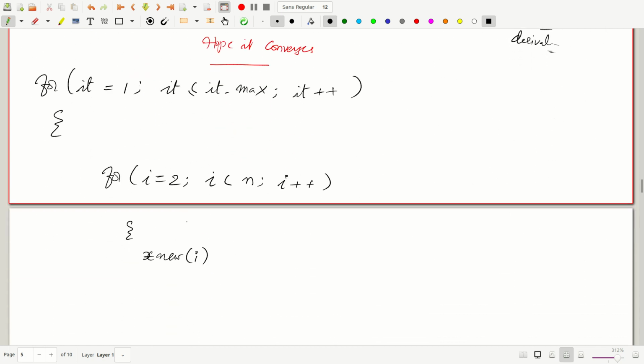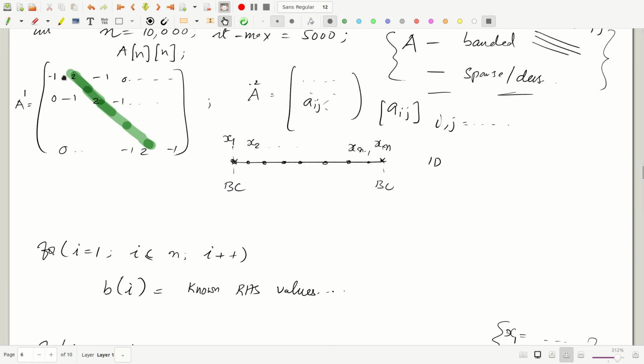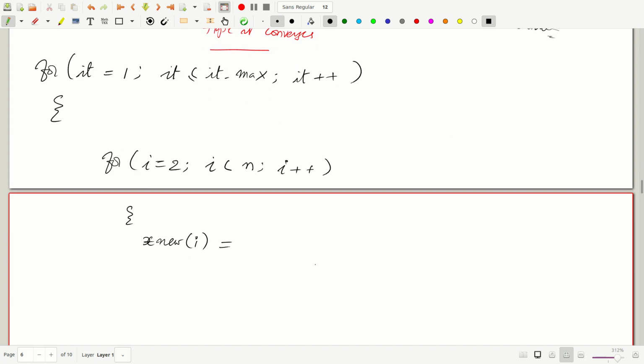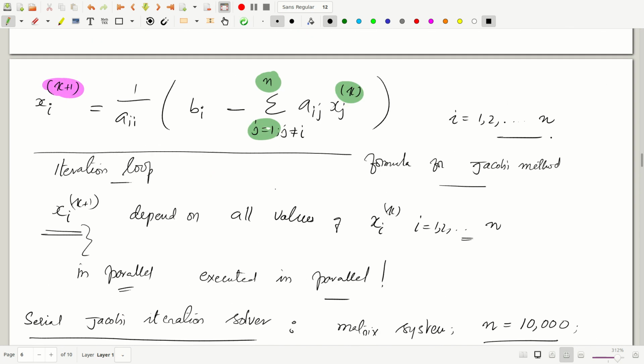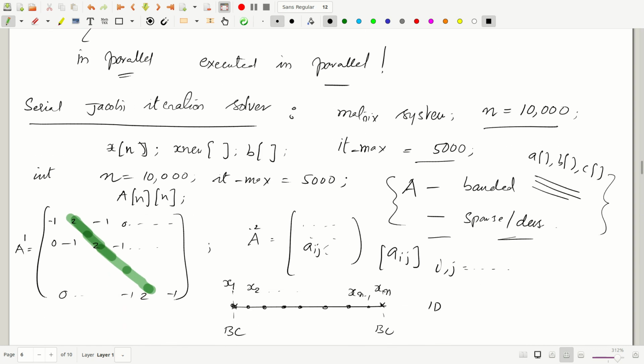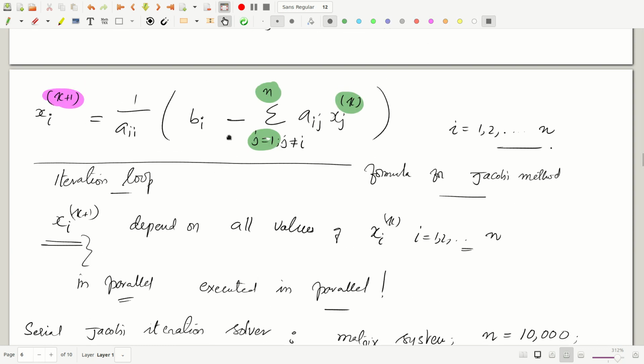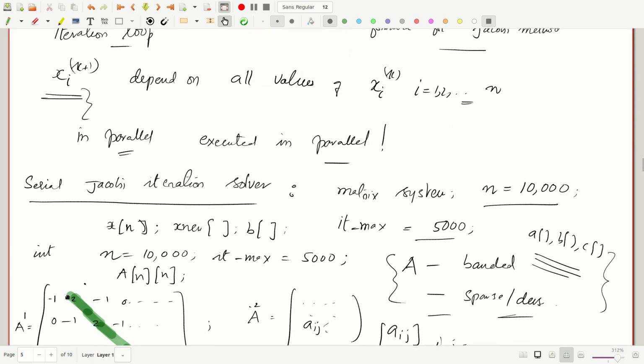Then x new can be written as, if you have a matrix of this form, minus 1, 2, minus 1, then what would be x new? X new would be equal to, if I follow this formula, b of i minus, out of this summation, I only have 3 variables, right? I don't have the diagonal element because j is not equal to i. So I have only the two off diagonal elements, that is i minus 1 and i plus 1, and then the diagonal element will basically be the division. So the coefficient is minus 1, but there is already a minus here, so this will be plus, and the coefficient to be divided by is 2.